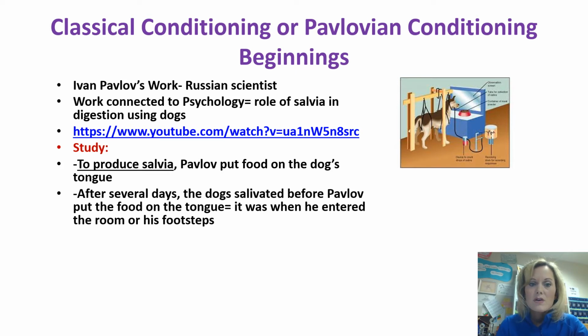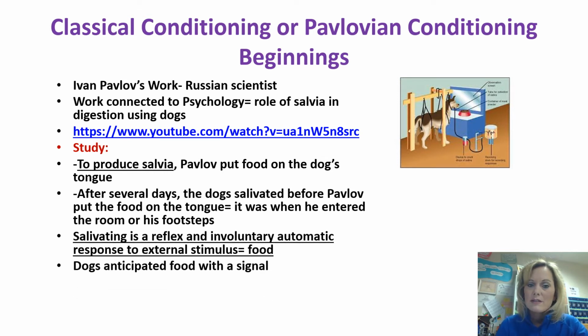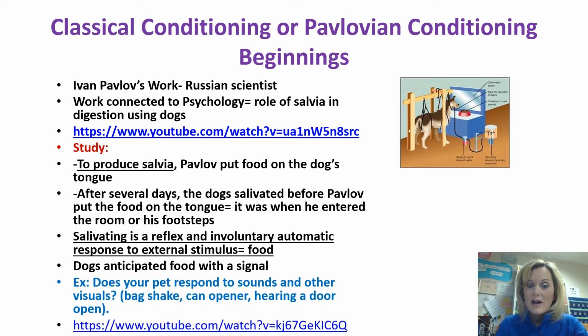So he started to explore this kind of thing, looking at what was producing saliva in the dogs. So he put food on the dog's tongue, and you can see the experiment there. After several days, the dog salivated and so forth. And as he entered the room with his footsteps, they also did the same thing. So then he realized that that salivation is a reflexive, involuntary, automatic response to food, and the dogs were anticipating that signal because they were hearing his footsteps. So that's when he started to pair it with things that were also neutral stimulus like the bell.